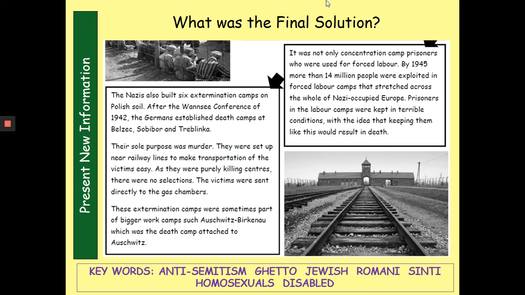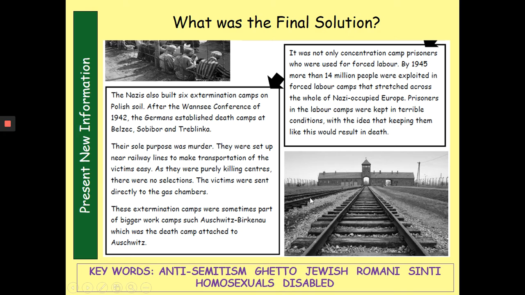The Nazis also built 6 extermination camps on Polish soil. After the Wannsee Conference in 1942, the Germans established death camps at Belzec, Sobibor, and Treblinka. Their sole purpose was murder. They were set up near railway lines to make transportation of the victims easy.